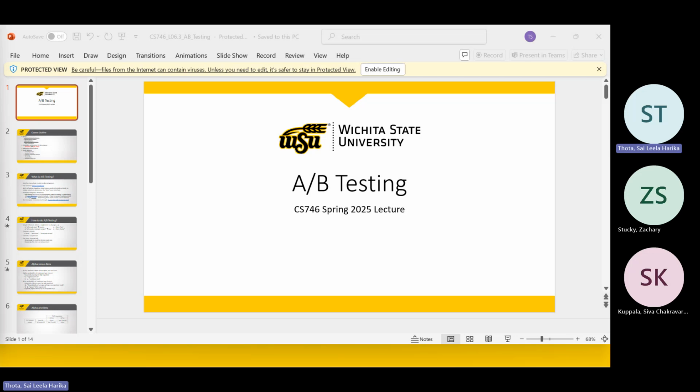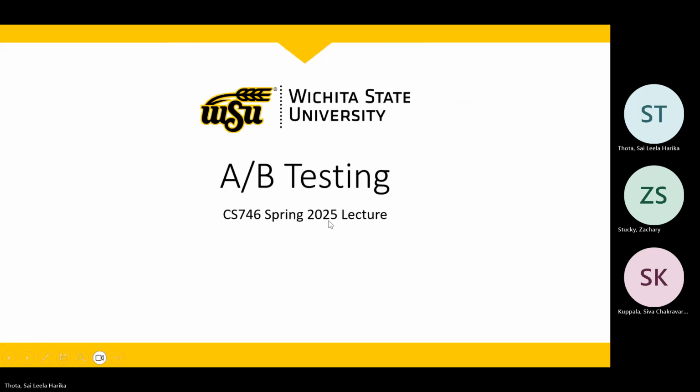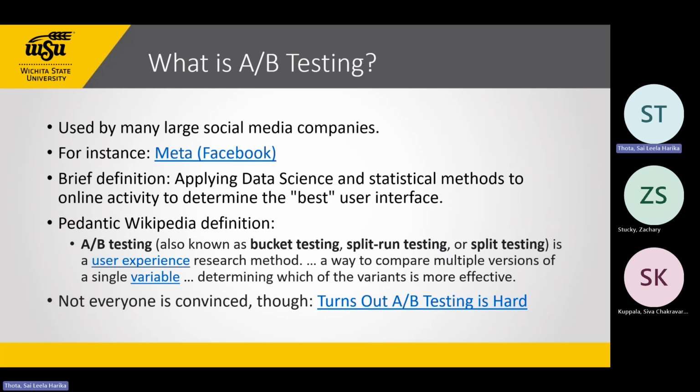So when the companies develop anything, they want to decide which one is good, and they will prefer this A/B testing to decide which version is good. A/B testing is used by many large social media companies, Meta, for example. So what is A/B testing? We are using some statistical methods to decide which version is good. Because if we want to decide something is good, we need something to measure, right? So we use statistics for that to decide which version is good for the best user interface.